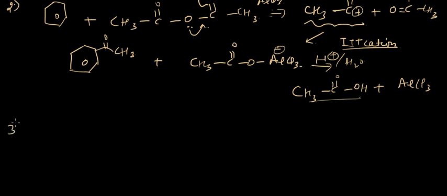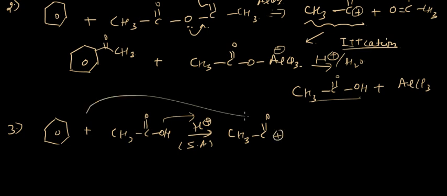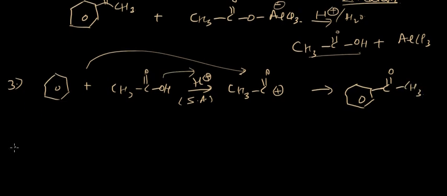The next example is benzene and acetic acid. What will happen? Suppose this is a stronger acid than acetic acid. We'll get this group again, and benzene will attack this carbocation and form an acyl group.